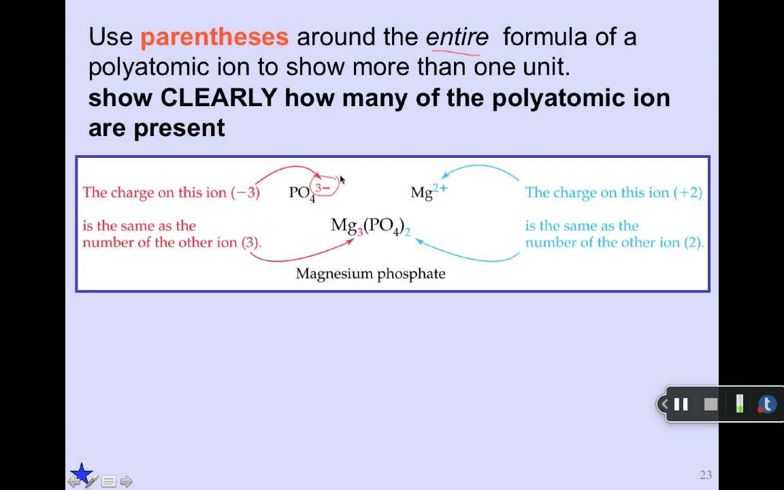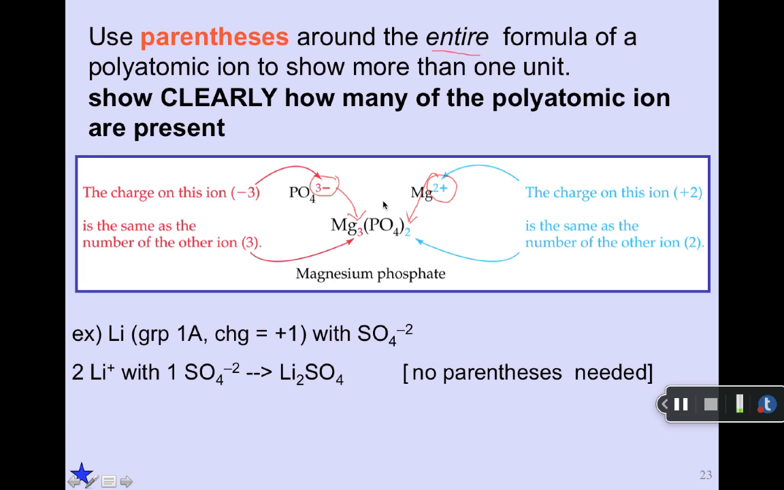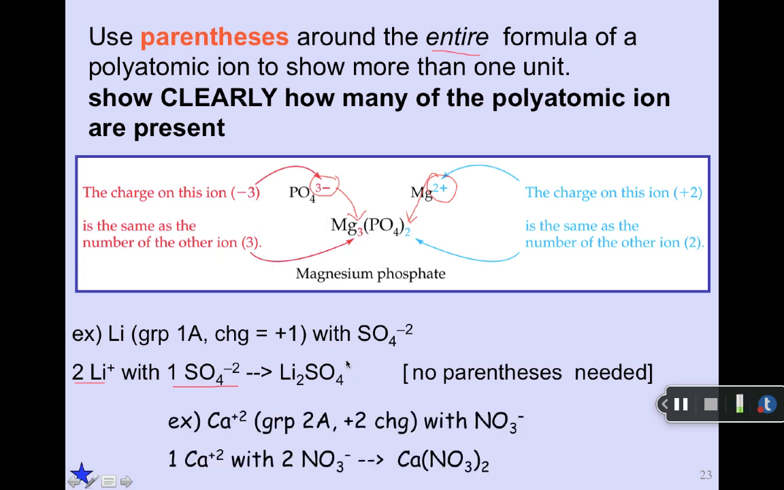The charge in this example is -3 for phosphate, +2 for magnesium. So the charge on the magnesium provides the subscript for the phosphate. The charge on phosphate gives you the subscript for magnesium. It's pretty easy to think of it that way if you'd like. So let's do another example. If you have lithium from group 1A with a charge of +1 with sulfate, lithium is going to require 2 of them to make that come out even with 1 sulfate. So 2 +1 ions, 1 -2 gives you lithium sulfate. In this case, there's not more than 1 of sulfate, so you don't need parentheses.